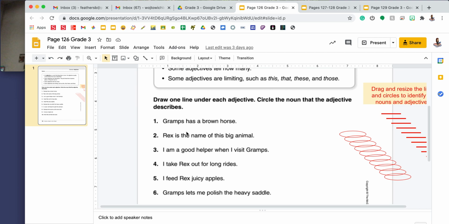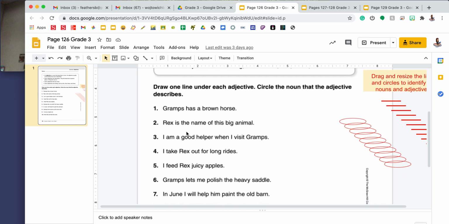On this page, you are going to draw one line under each adjective and then circle the noun that it describes. Remember, an adjective usually comes right before the noun. The lines and circles are already made for you. You just might need to resize them.